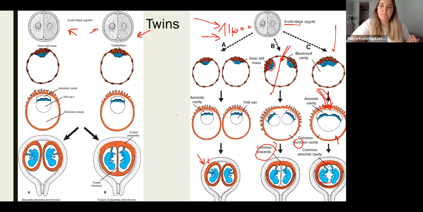So quick recap, monozygotic twins arise from one zygote, one cell. This cell can split into 2 at different stages. The earliest one, 2-cell stage. Middle, blastocyst stage. Instead of 1 inner cell mass, you have 2. Latest, gastrulation. Is it clear? What do they share and what do they not?